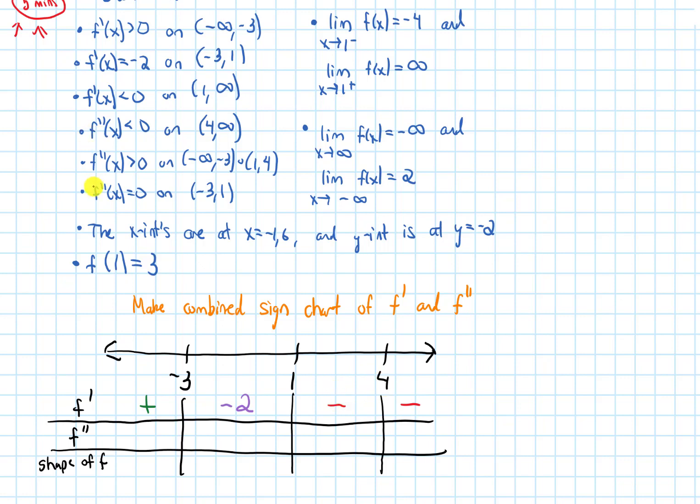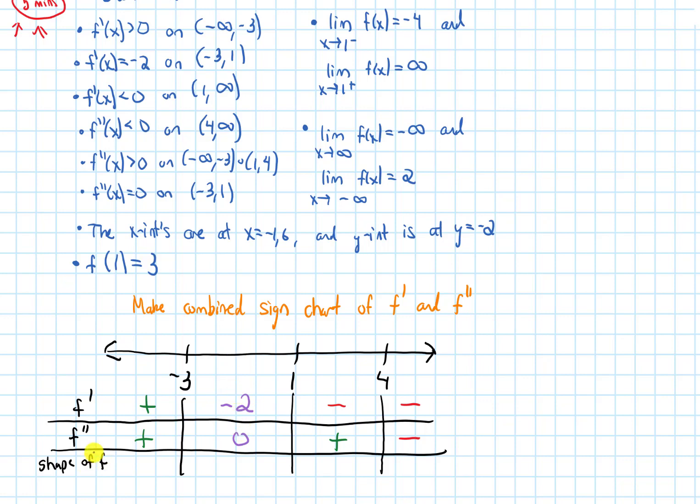If I go to the second derivative, it is less than 0 on the interval from 4 to infinity. So it's negative over here. The second derivative is positive on two intervals, -infinity to -3 and 1 to 4. And it tells me the second derivative is exactly equal to 0 on -3 to 1. That makes sense, because if the first derivative was equal to -2, and I took the derivative one more time, I would get 0.